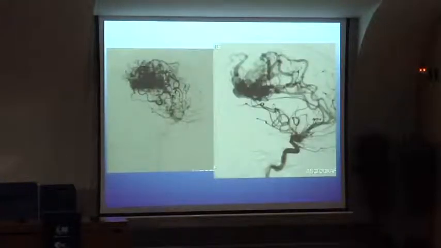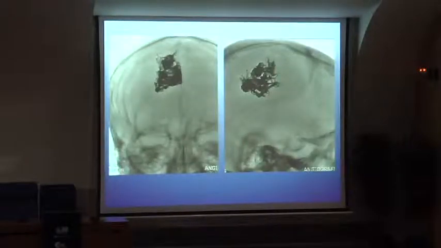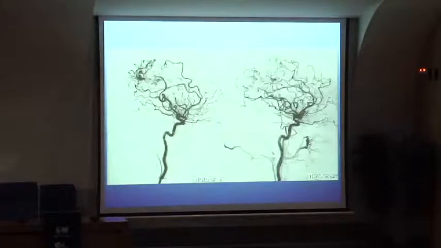Next, in lateral view. Next, one session, second session. Next, it's possible to put the Onyx. Next, and this is the final result, only 2 sessions of embolization, and the rest is cortical arrest. It is possible to treat it by surgery.